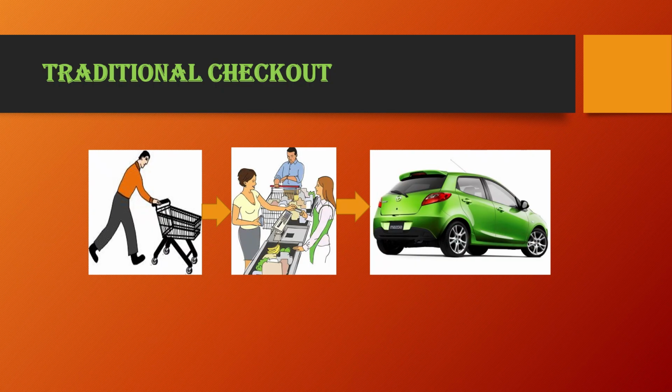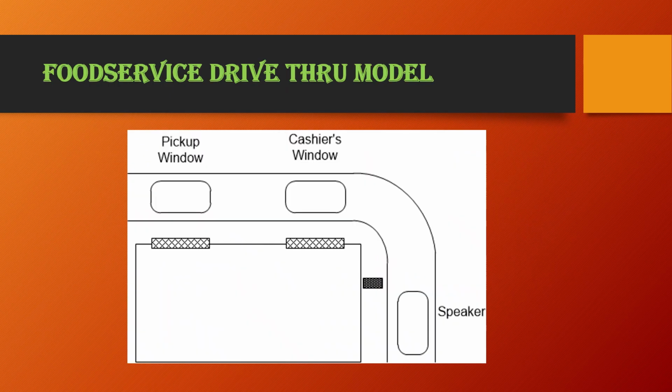So we start with the traditional checkout model. You put the stuff into a shopping cart, you go to a checkout stand, you put it in your car, and you go home. The food service checkout model, the drive-through model, created a new problem. You went to one speaker, you ordered your items, you went to the next one, you paid for your items, and you went to the third one to pick up your items. And that created some new ideas in managing the point of sale transaction.